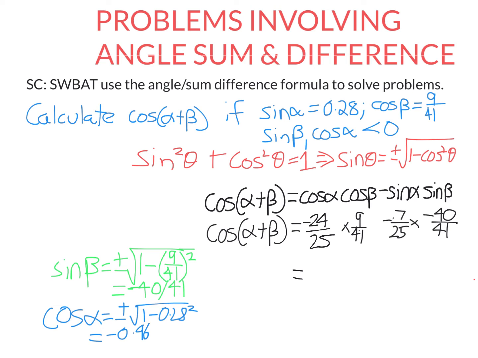So putting that on our calculator, we get positive 64 over 1025, and we're done. Let's now look at a harder question.